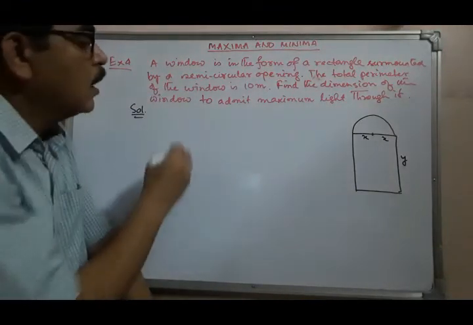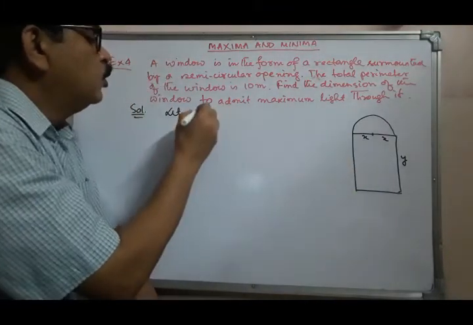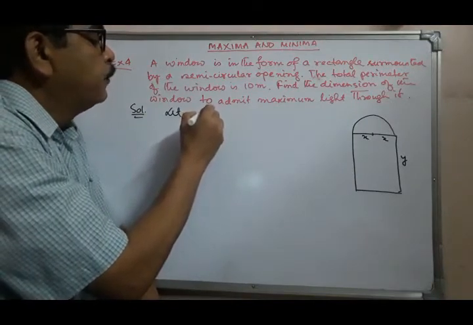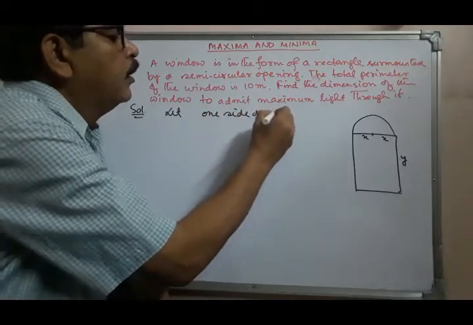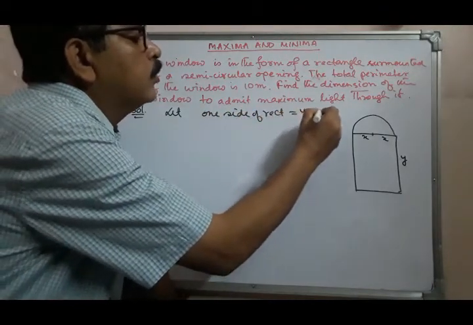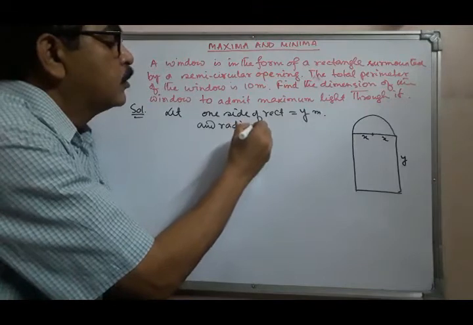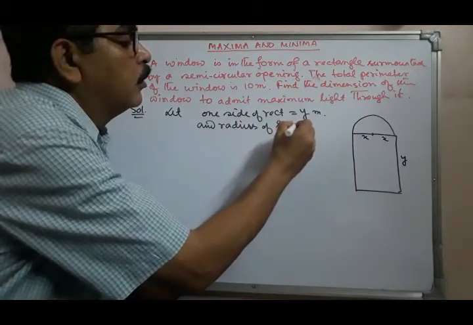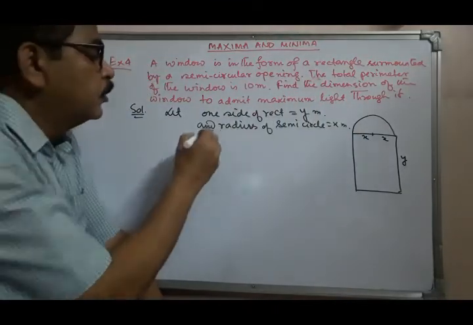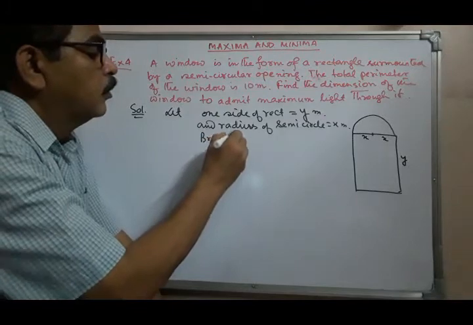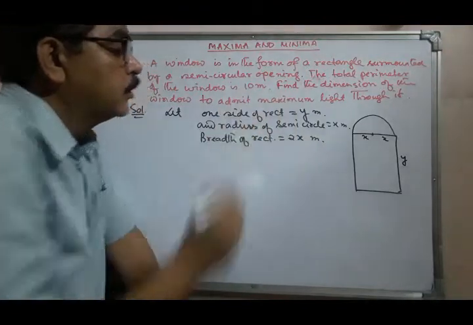Solution. Let one side of the window rectangle be y meters, and let the radius of the semicircle be x meters. So therefore the breadth of the rectangle equals 2x meters.